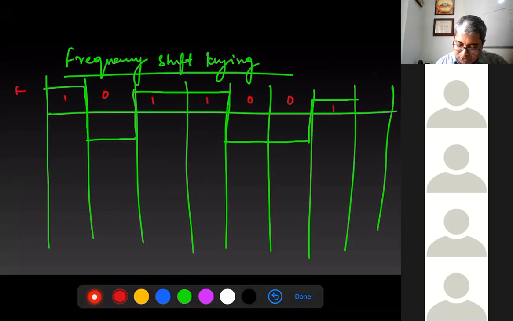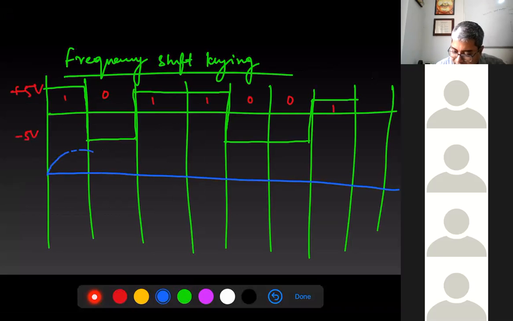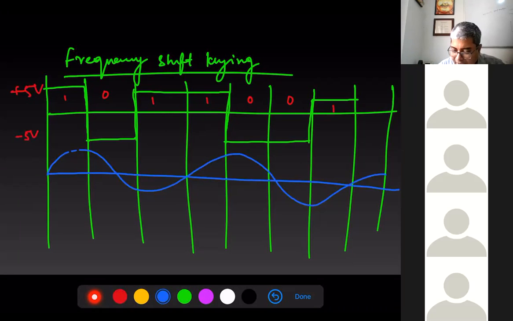This is plus 5 voltage. This is minus 5 voltage. Now instead of 1 frequency, I will take 2 frequencies. One will be a low carrier frequency, and its frequency is F1.